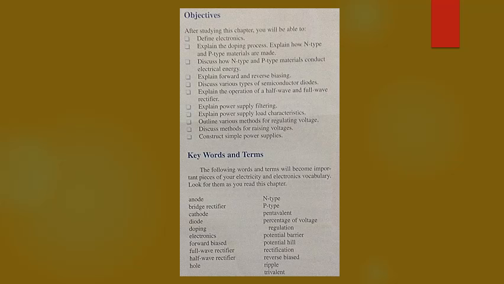Some of the keywords encountered are anode, bridge rectifier, cathode, diode, doping, electronics, forward biased, full wave rectifier, half wave rectifier, hole, N-type, P-type, pentavalent, percentage of voltage regulation, potential barrier, potential hill, rectification, reverse biased, ripple, and trivalent.